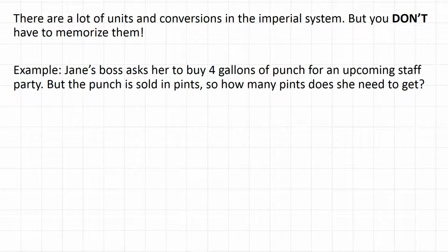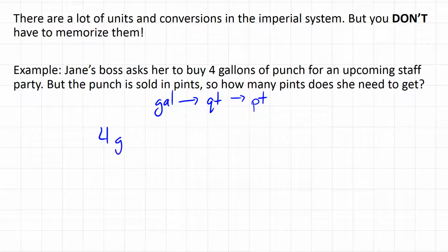Jane's boss asks her to find 4 gallons of punch for an upcoming staff party, but the punch is sold in pints, so she needs to know how many pints she needs to buy. Well, we need to go from gallons into pints. But when we look to our data sheet, we'll find that there's no direct gallon to pint relationship. Instead, we can go from gallons into quarts, and then we can go from quarts into pints. So that's what we're going to do.